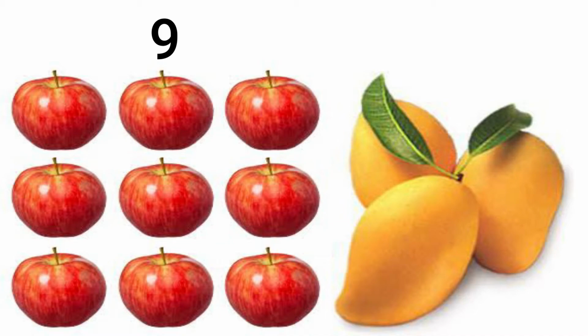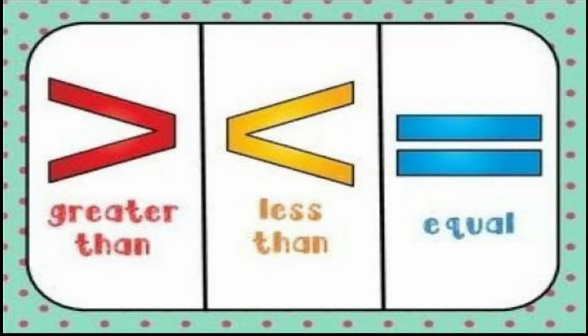1, 2, 3. 3 mangoes are there. So here 9 apples are more than 3 mangoes. So here 9 is greater than 3. Why? Because apples are more than mangoes. So here 9 is greater than 3. To compare the numbers, we use 3 signs: greater than, lesser than, and is equal to.